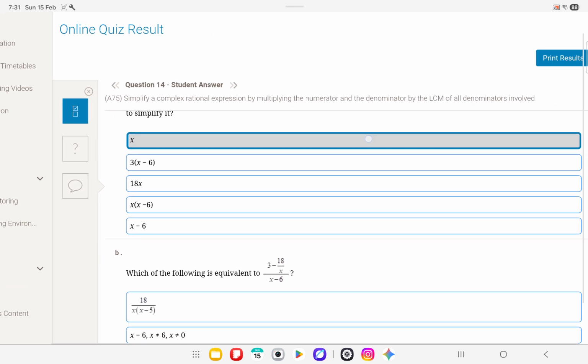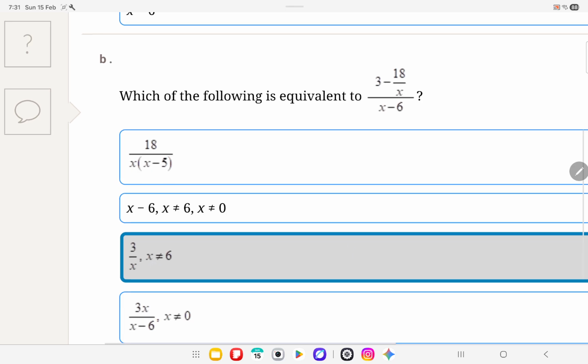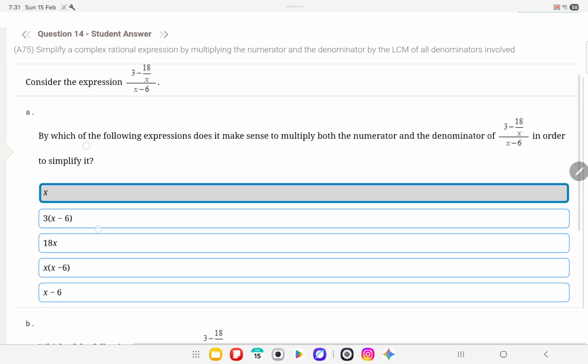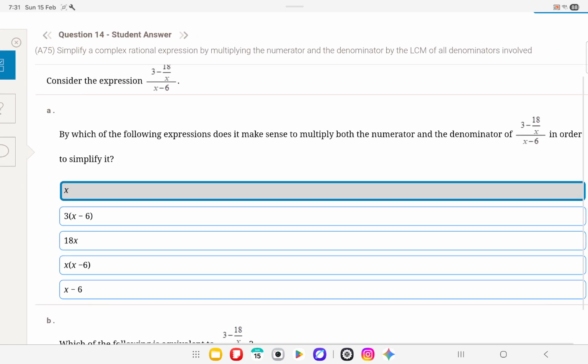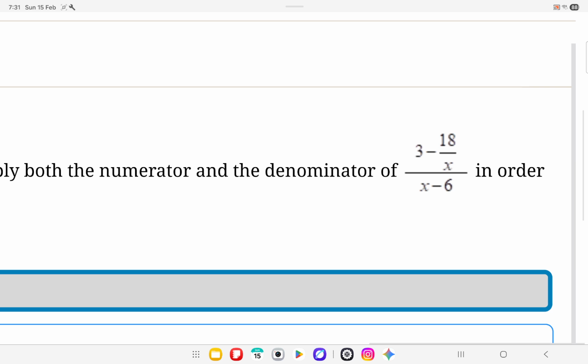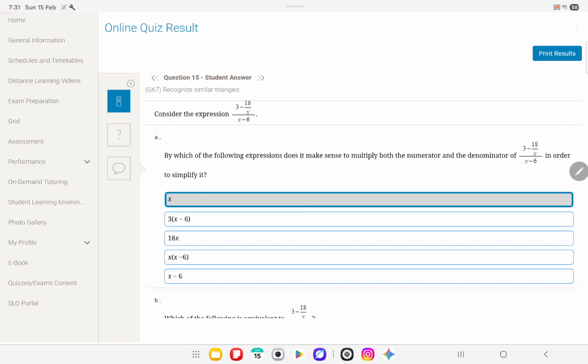So we solved it. Here's the answer, 3 over x. X can't be equal to 6. But here they're asking us, by which of the following expressions does it make sense to multiply both the numerator and the denominator of this? So we already know that we multiplied these two by x. So the answer is just x.